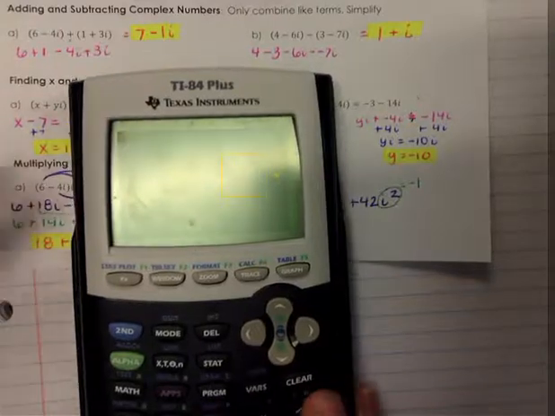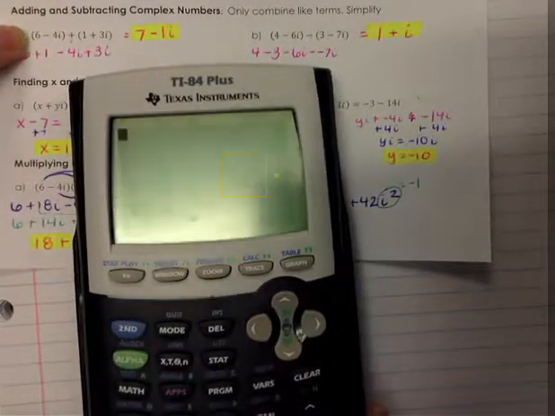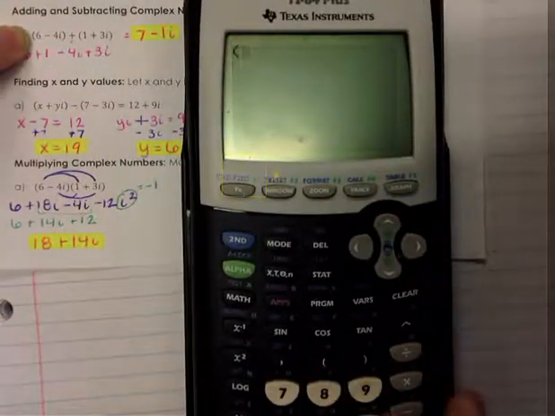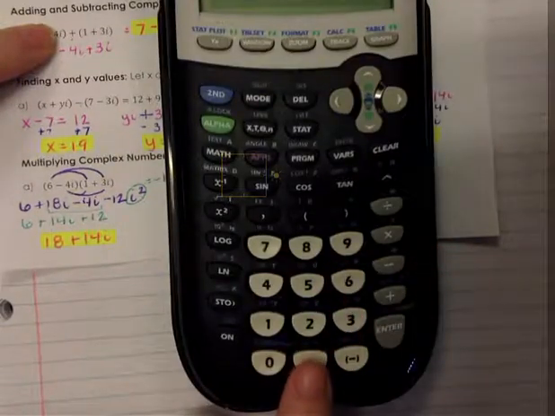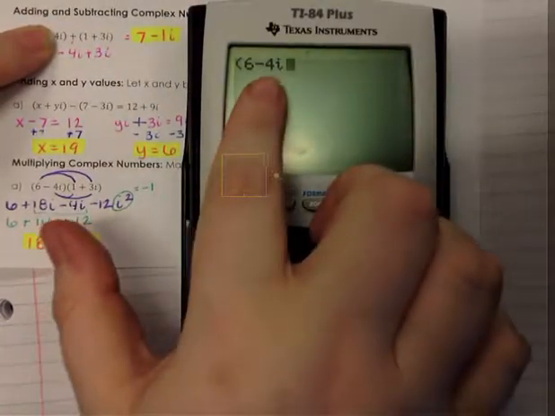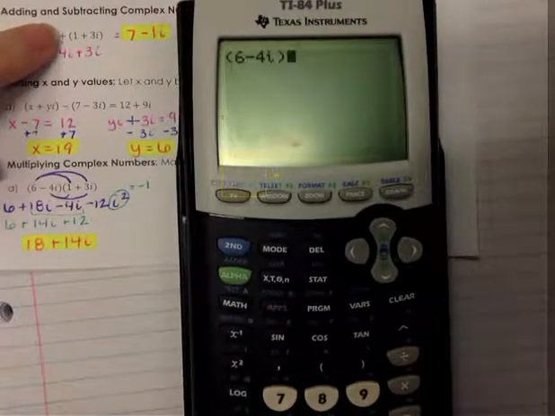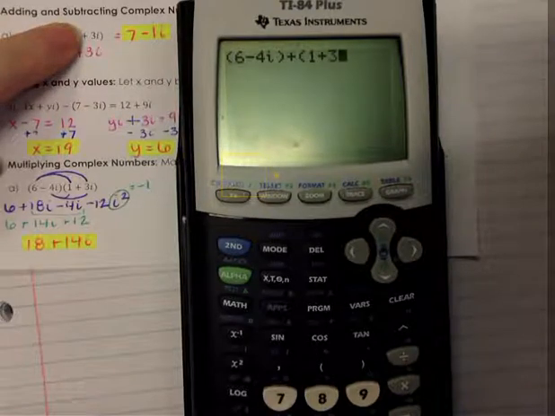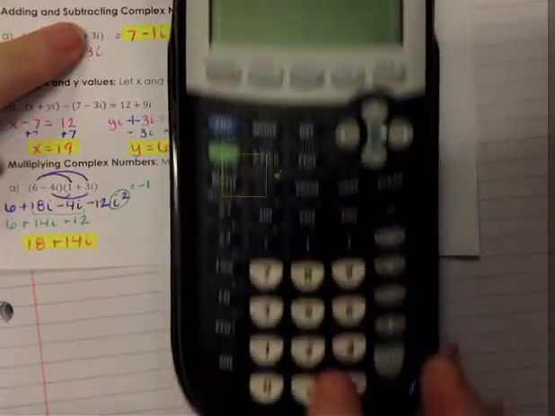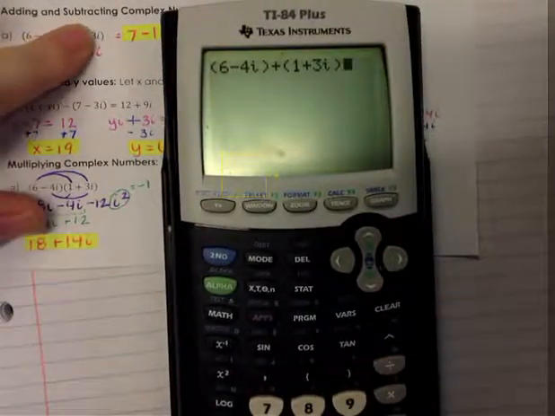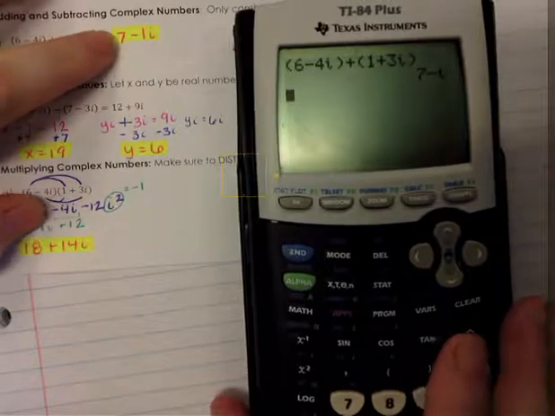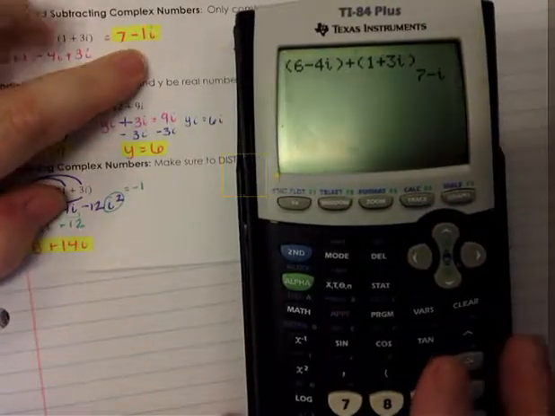What I'm going to do is type in this exact problem as it is. So I have parentheses, 6 minus 4, then I have to do the i, so I do second decimal, and it pops up with the i, close parentheses, plus parentheses, 1 plus 3, then second decimal again. It brings up the i. I close my parentheses and press enter. And I get 7 minus 1i, the same thing I had by hand.